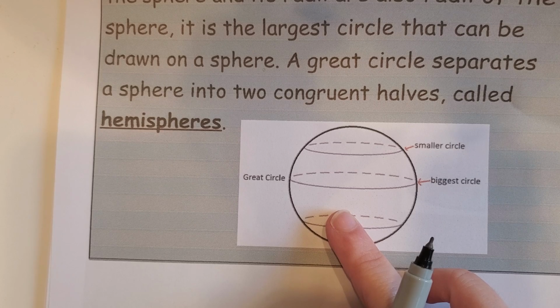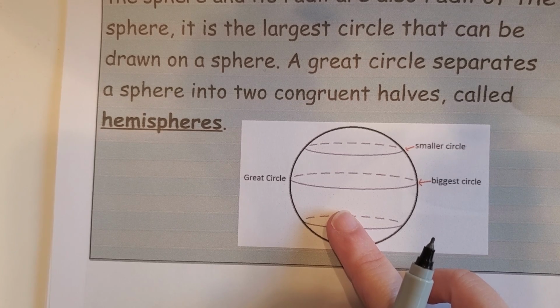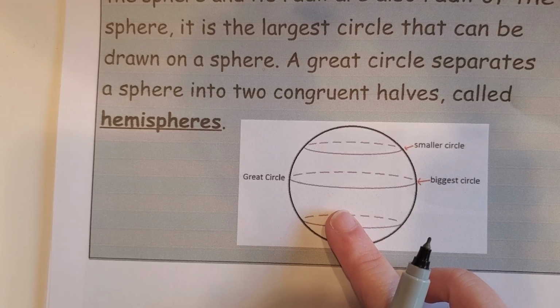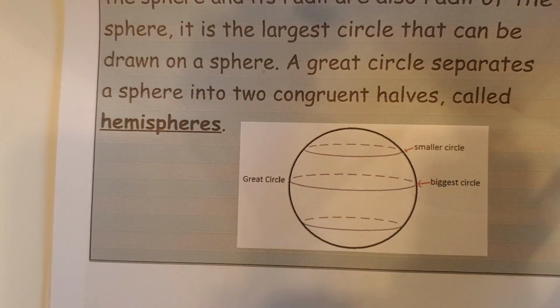So when we talk about cutting a sphere in half, we're cutting it via the great circle, right? The radius of the great circle is actually the radius of the entire sphere. So we can use that information when we talk about hemispheres in a little bit, which is just splitting a sphere in half.